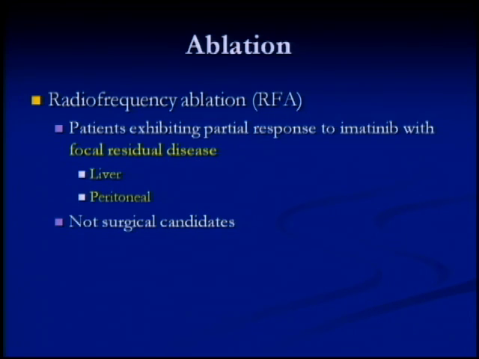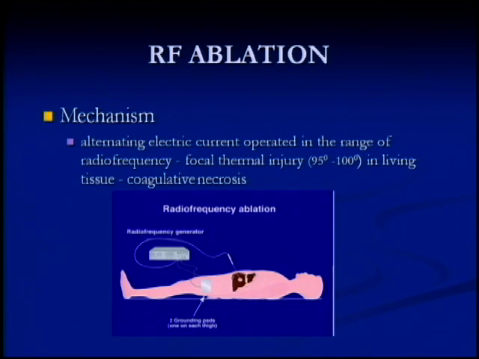Moving on to ablation, again, it can be used if there's a focal residual disease or focal progression of disease, either in the liver or your peritoneal space, if you're not a surgical candidate. And the way it works is we apply alternating electric current in the body. We place a small needle through the skin into the tumor in the liver, and we connect it to a generator, and place a grounding pad to make sure we have a circuit. It causes ionic motion once we start the generator, and it causes heating, and that heat basically kills the tumor.